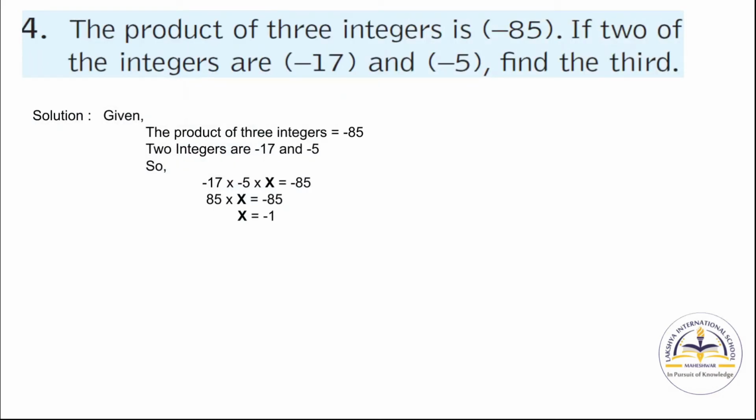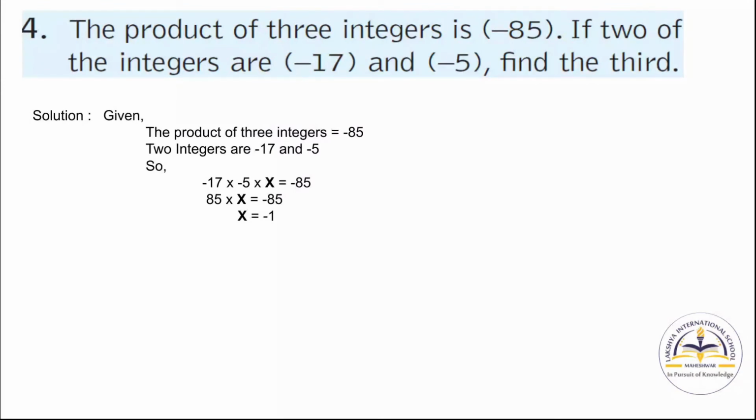Question number 4, the product of three integers is minus 85. If two of the integers are minus 17 and minus 5, find the third. The product of three integers equals minus 85. Two integers are minus 17 and minus 5. So minus 17 into minus 5 into x equals minus 85.